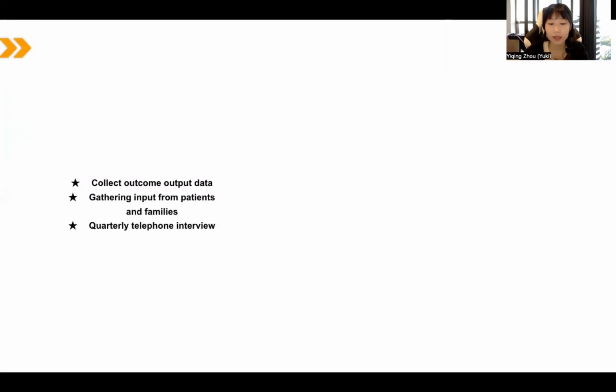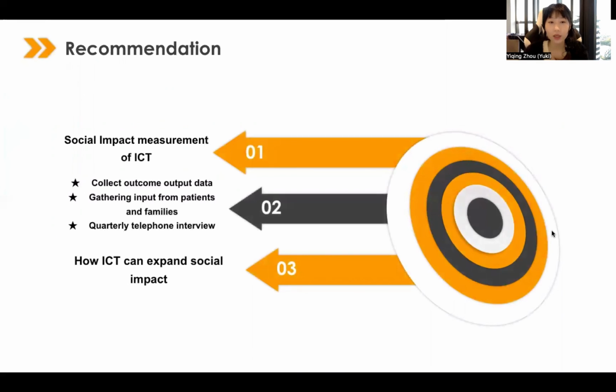Okay, turning my attention now to recommendations. There are some of my recommendations, and as you can see, we recommend that the first step in measuring the social impact of ICT is to collect outcome and output data. And the second method is to calculate social return on investment to assess social impact.